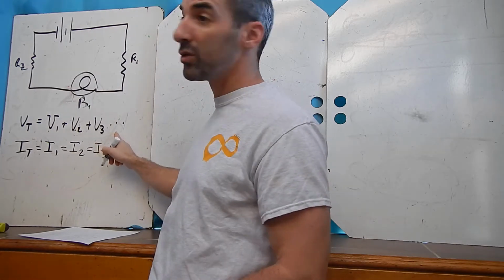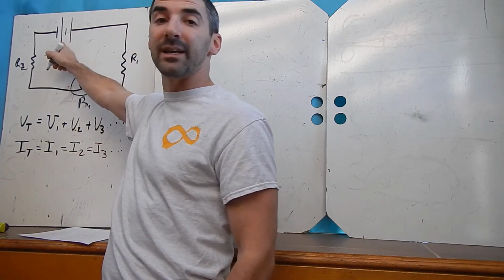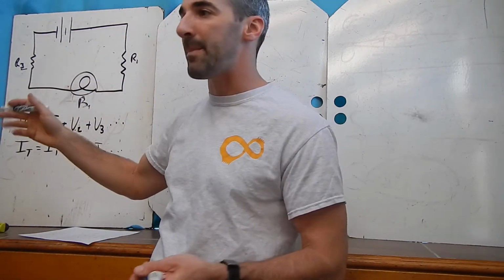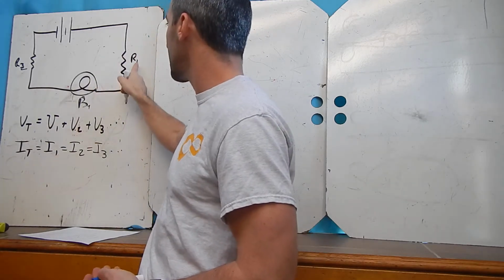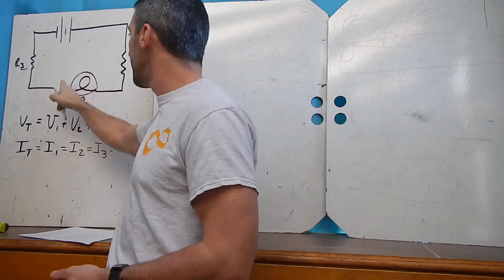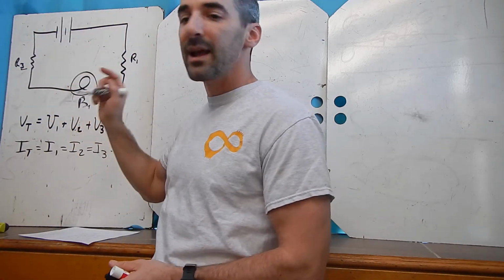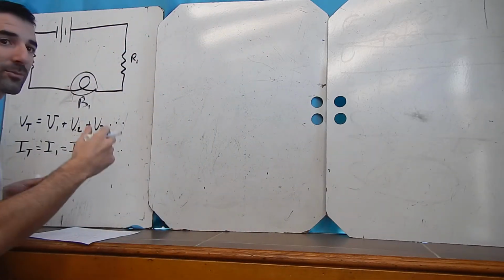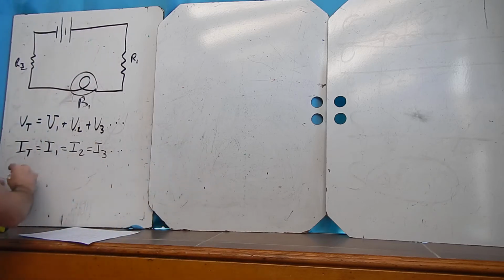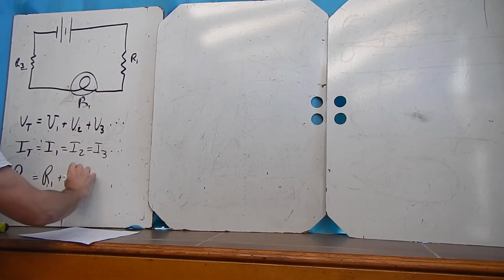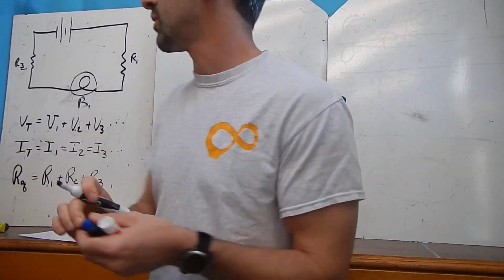The voltage rule means whatever the battery is, however much potential difference that battery has, some push goes through R1, some push goes through R2, some push goes through that one. And then the resistance rule made sense. Remember, resistance slows down my current. Resistance, called equivalent, is R1 plus R2 plus R3. So I'm going to keep those rules over there.